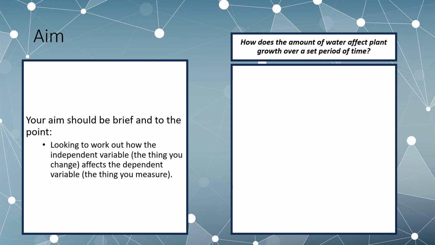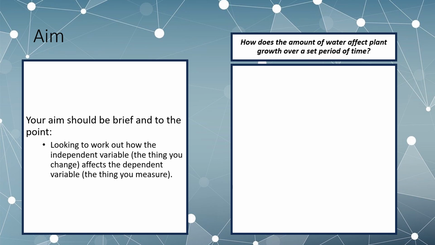Your aim should be the first thing you complete, as this is what you're setting out to find out through your lab report and experimentation. Your aim should be brief but to the point. It should state how you're looking to work out how the independent variable, that is the thing you're changing in your experiment, affects the dependent variable, that is the thing you are measuring.